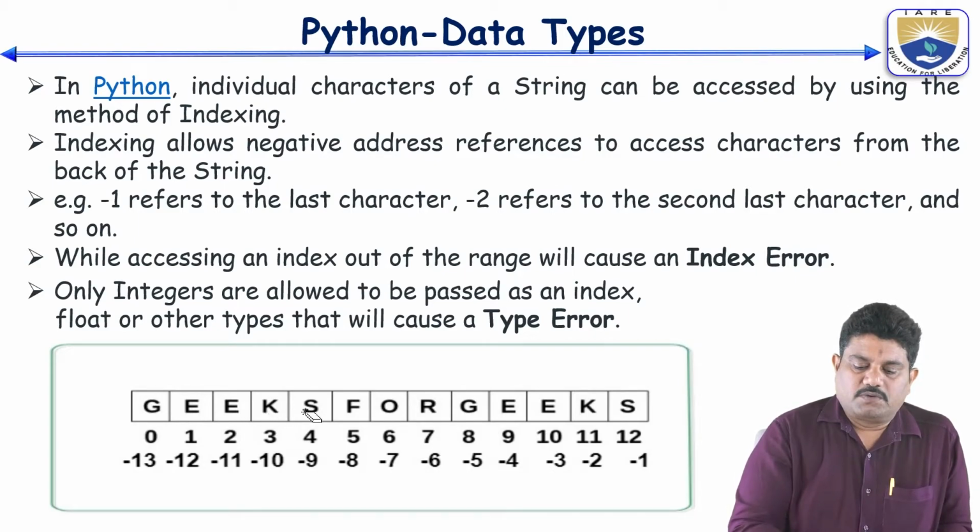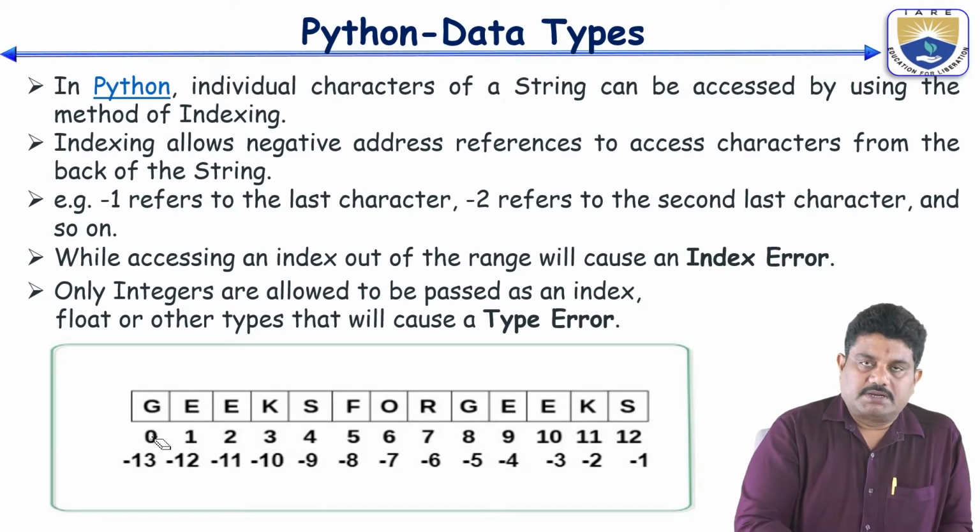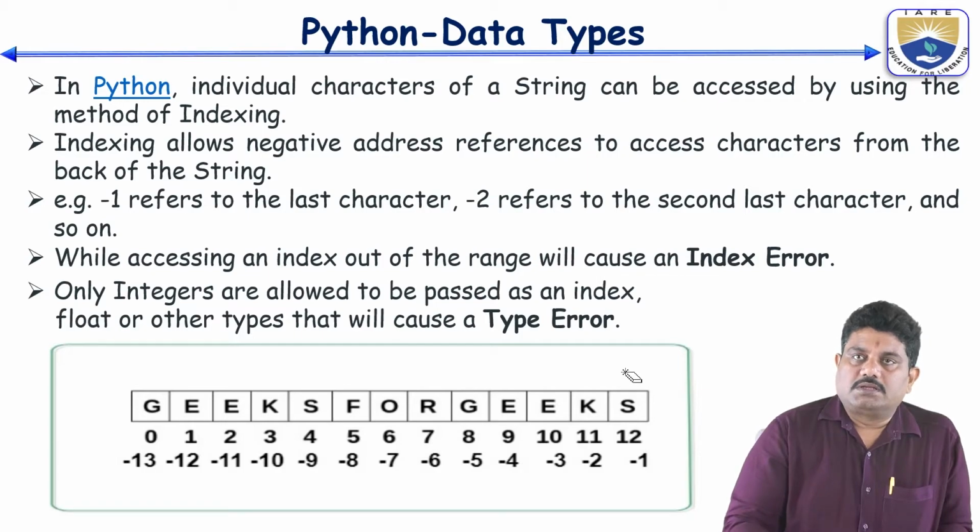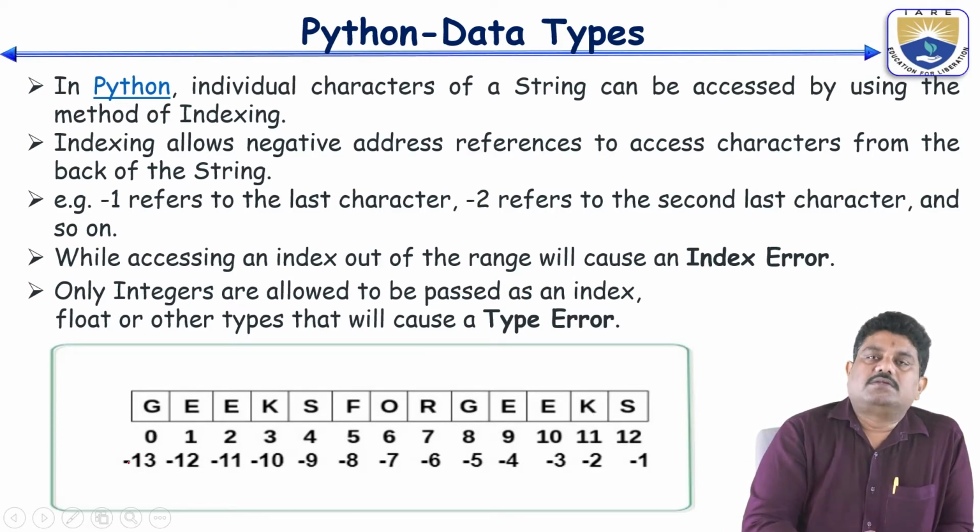1, 2, 3, 4, 5, 6, 7, 8, 9, 10, 11, 12, 13. Total 13 characters are there, starting at 0, ending at 12. 13 minus 1 is 12, so ending at 12. If you want to access each and every character, you can access with the index.